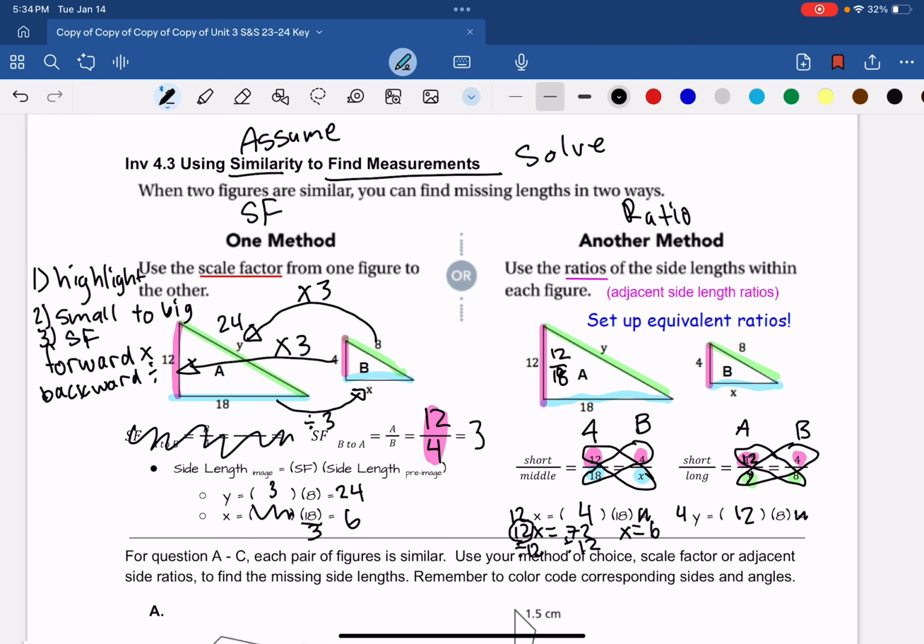8 times 12, let's see, 96 is equal to 4y. Whatever number's next to that letter is what we're dividing by. So let's divide by 4. So 96 divided by 4 is 24. There you go. You got your answer. And it's the same one we got on the other problem. That's how we know. It does not matter what method we use.